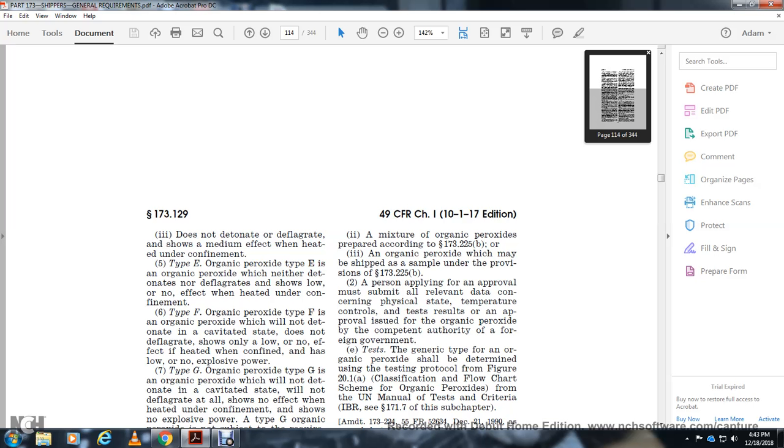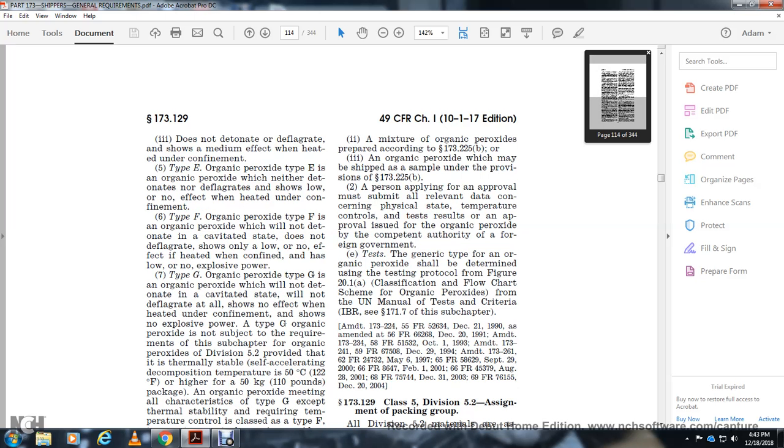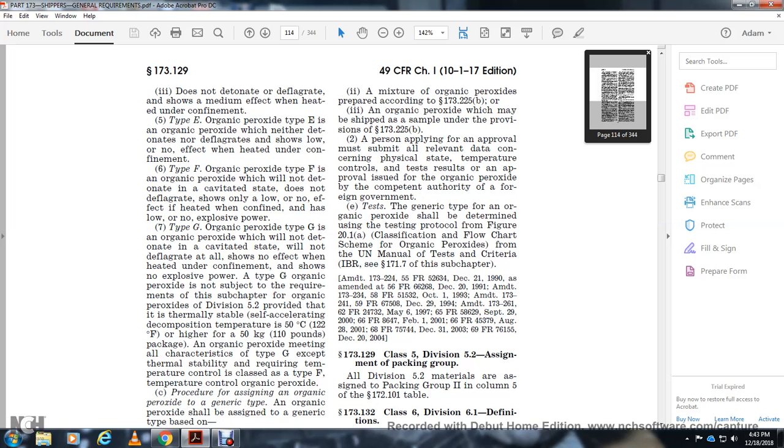It deflagrates, showing only a low or no effect as in type E, but with low or no explosive power. Type G organic peroxide will not detonate in a cavitated state, will not deflagrate at all, shows no effect when heated under confinement, and shows no explosive power. Type G organic peroxide is not subject to the requirements of this subchapter for organic peroxides in 5.2, provided it is thermally stable: a self-accelerating decomposition temperature of 122 degrees Fahrenheit or higher for 110 pounds of packaged organic peroxide. An organic peroxide meeting all the characteristics of type G except for thermal stability, requiring temperature control, is classed as type F temperature control organic peroxide.